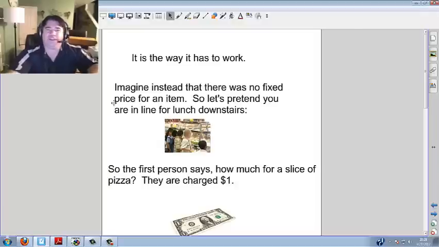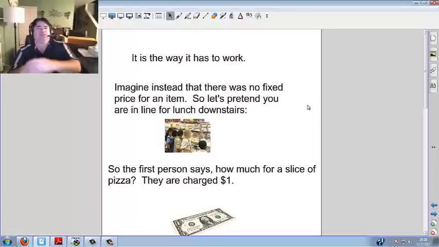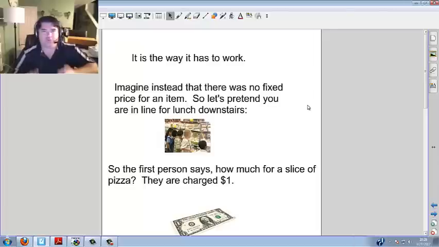Imagine instead there is no fixed price for an item. So we're going down, say, to the lunchroom downstairs. You know everything in the lunchroom has a certain price. Either you buy the meal for a certain amount, or you can buy bits and pieces, or what have you. But there's always a fixed price per thing.